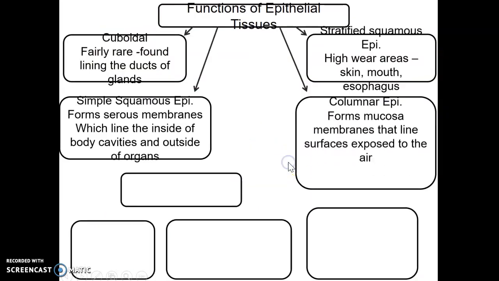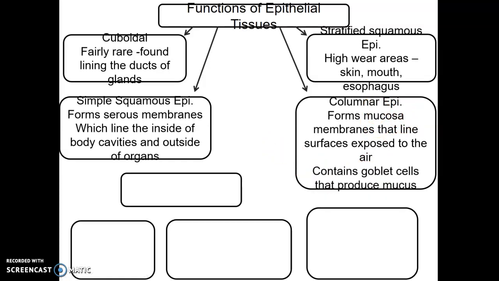All right, now, where would you find columnar? Well, these are your mucosa membranes, okay? These line all the surfaces that are exposed to air, okay? And that is why they're going to have those goblet cells. We talk about those goblet cells. Those are the things that make the mucus or whatever they're secreting out. And so sometimes you'll see the goblet cells, all right? And they produce the mucus.